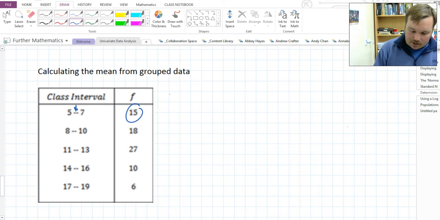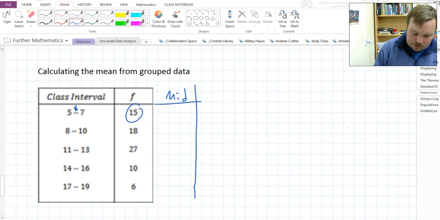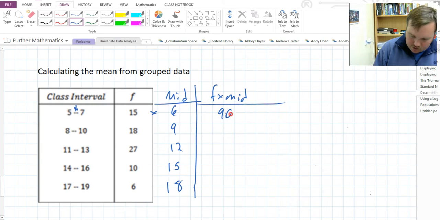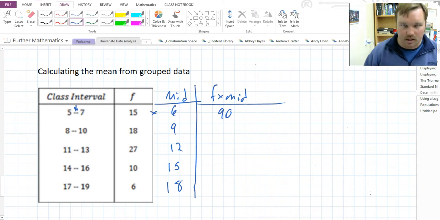So the best way to calculate these is write the midpoint in a separate column. The midpoint for this interval is 6, 9, 12, 15, 18. And then do the frequency times the midpoint. 6 times 15. 6 times 15 is 90. What that is saying is that we're assuming there are 15 lots of 6. And I'll pause it now to continue, but you'll see in a second.